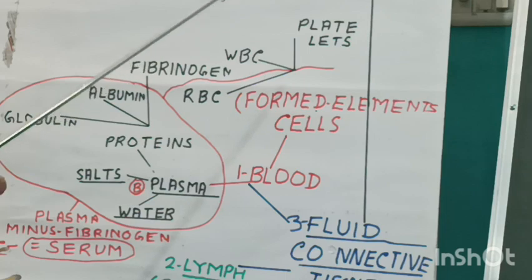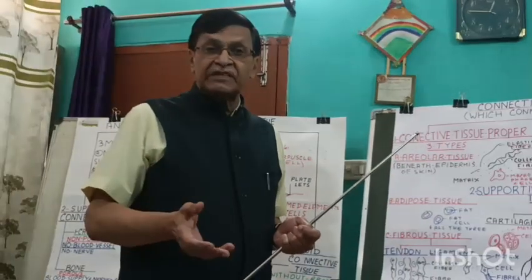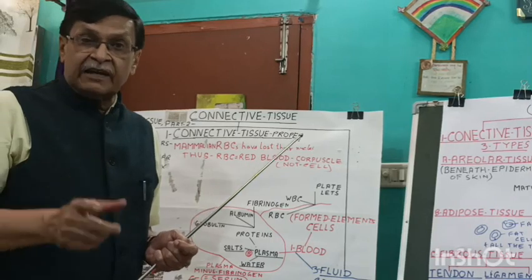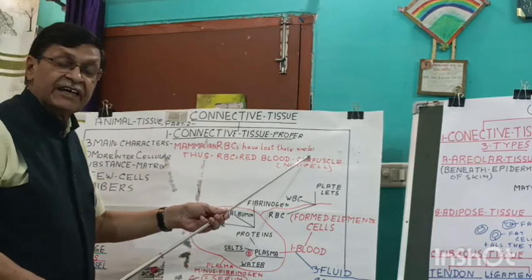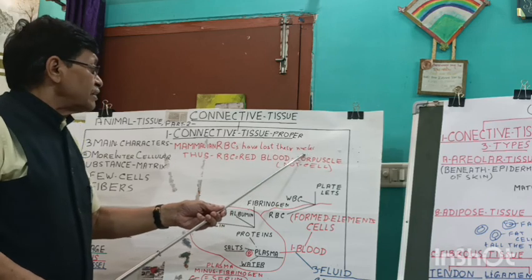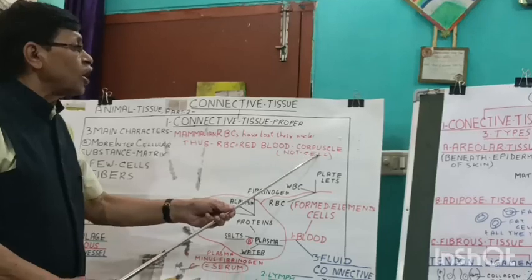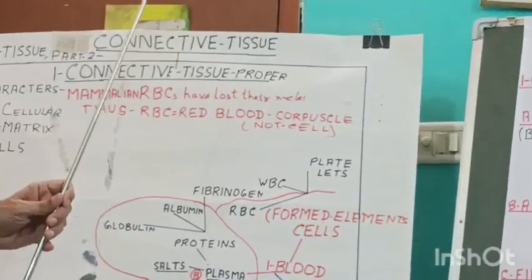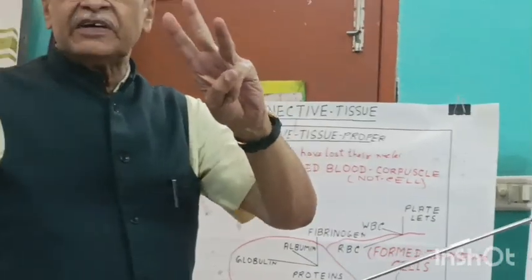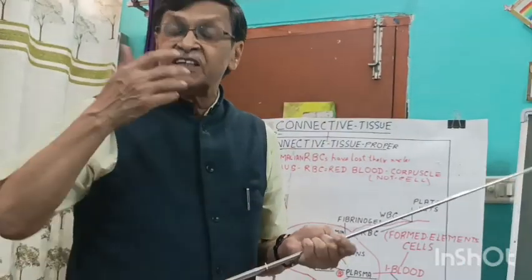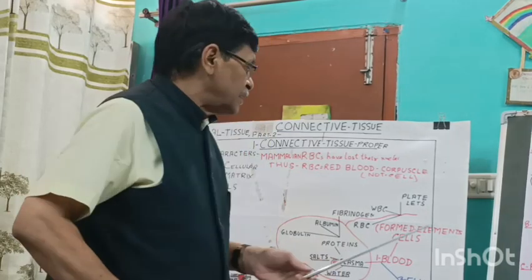Mind that in all other groups, birds, reptiles, amphibians, etc., the C in RBC means red blood cell. But in mammals, RBCs have lost their nuclei, so it is not a cell. It is more proper to call it a red blood corpuscle, not a red blood cell. There is one very interesting question that may be asked in competitive examinations. You should be very clear about that.